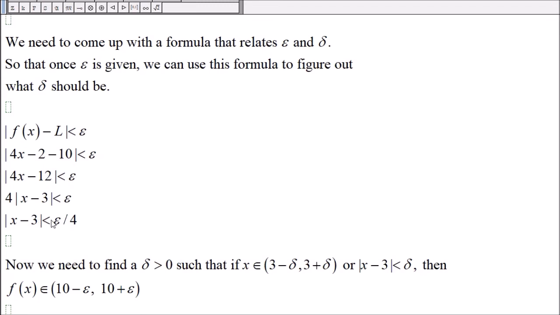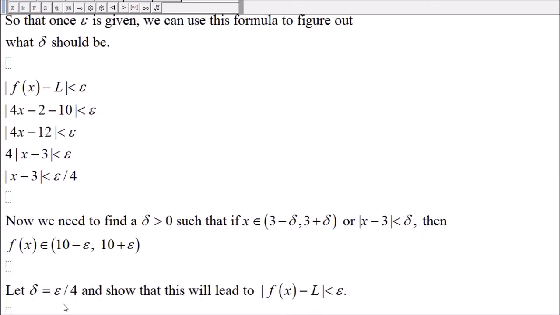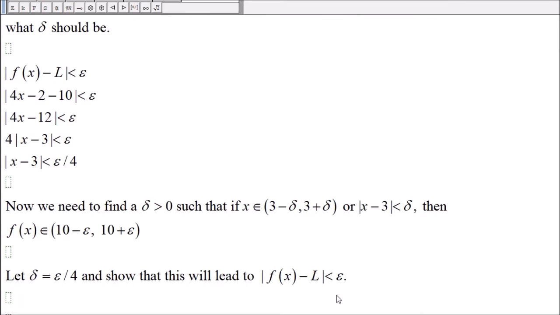And so we look at this statement and this statement, we see that the similarity is the x minus 3. So we can try to let delta be epsilon over 4. And so we will let delta be epsilon over 4. And we must show that this will lead to the statement absolute value of f of x minus L is less than epsilon. And so we've chosen the delta to be epsilon over 4.